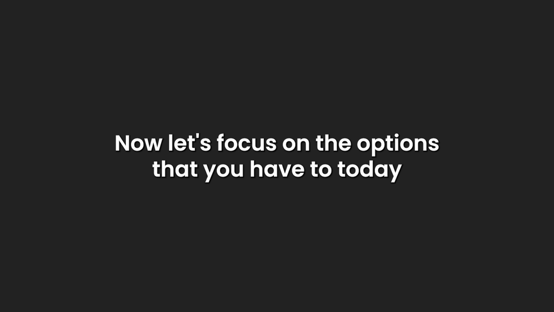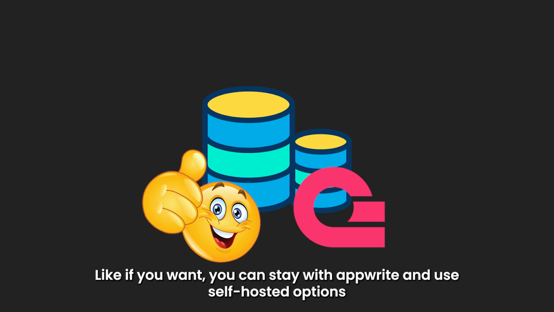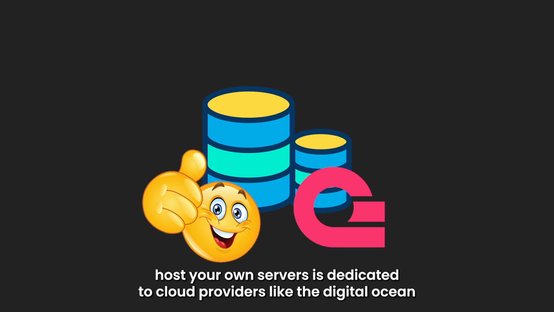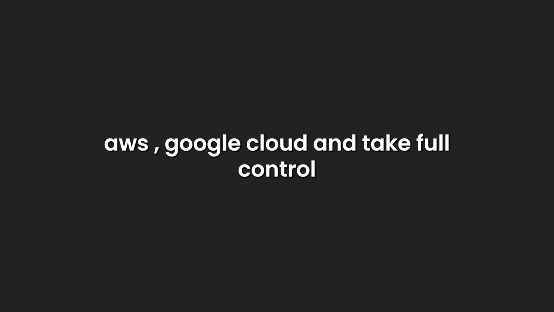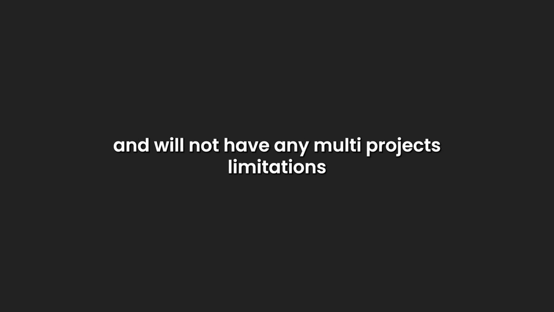Now let's focus on the options that you have today. If you want, you can stay with Appwrite, use the self-hosted option, host your own servers, use dedicated cloud providers like DigitalOcean, AWS, Google Cloud, maintain full control and avoid these pricing changes. You will be only paying for the server and you will not have any multi-project limitation. You can host an unlimited number of projects.